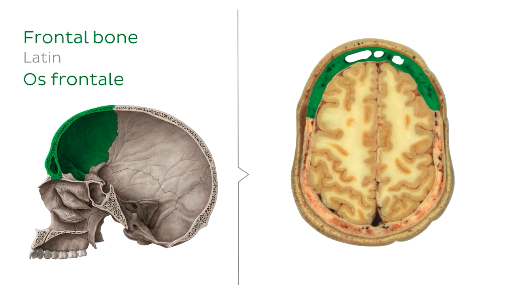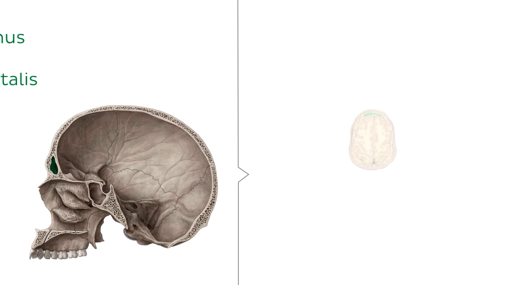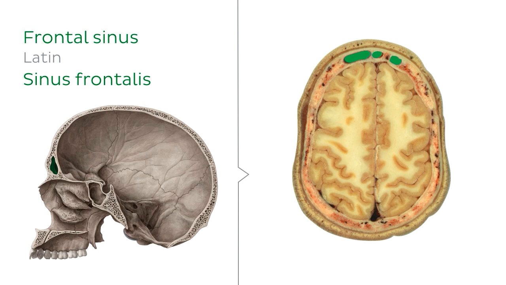Looking in at the cross-section on the right, we see the frontal bone highlighted in green. This area is at the anterior part of the skull, but in cross-section appears as the top of the image. Thus, the bottom of this image will be the posterior portion of the skull. Keep that in mind as we make our way through this tutorial. Now that we know where the frontal bone is, it's easy for us to find the frontal sinus, and we can see it highlighted in green in both of these images.